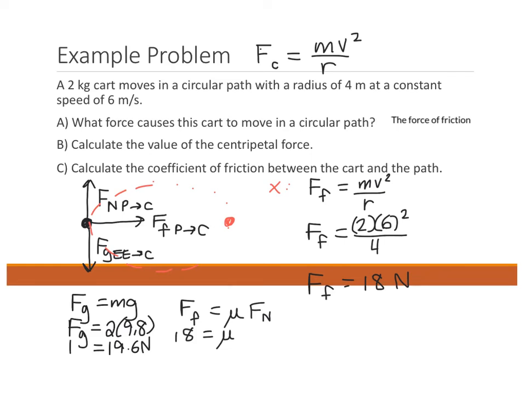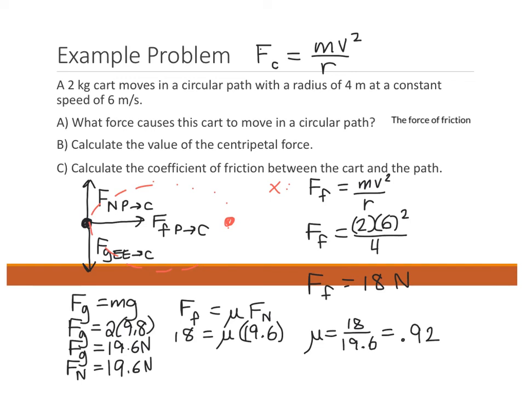And since forces are balanced in the y direction, normal force is also 19.6 newtons. So I'm going to take that right over here to the normal force. The normal force is 19.6 newtons. So mu, the coefficient of friction, is 18 divided by 19.6, which is 0.92. And the coefficient of friction is unitless, so you don't need to worry about any units, but it basically says that the force of friction for this cart is 92% of the value of the normal force. So we have successfully answered all 3 questions.